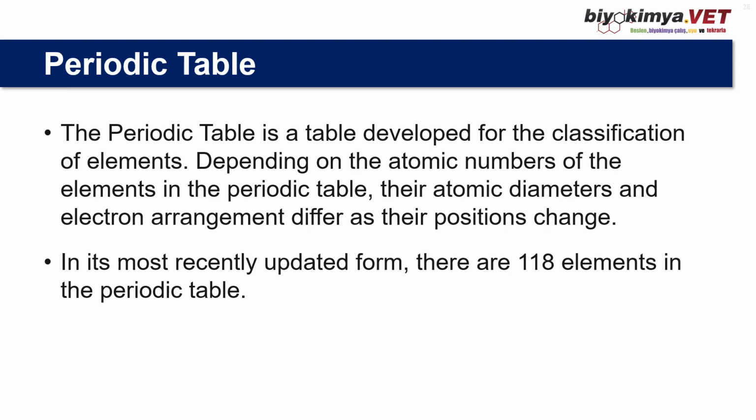94 of these elements are natural, 24 are synthetic elements, and 80 elements have at least one stable isotope. 38 of them have radioactive isotopes and decay over time. Iron is the most abundant element in the world by mass. Oxygen is the most common element in the Earth's crust.